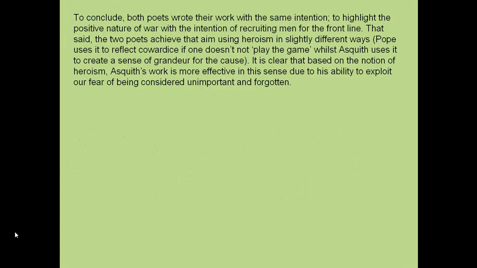To conclude, both poets wrote their work with the same intention, to highlight the positive nature of war with the intention of recruiting men for the front line. That said, the two poets achieved that aim using heroism in slightly different ways. Pope uses it to reflect cowardice if one does not play in the game, whilst Asquith uses it to create a sense of grandeur for the cause. It's clear that based on the notion of heroism, Asquith's work is far more effective in this sense, due to his ability to exploit our fear of being considered unimportant and forgotten.